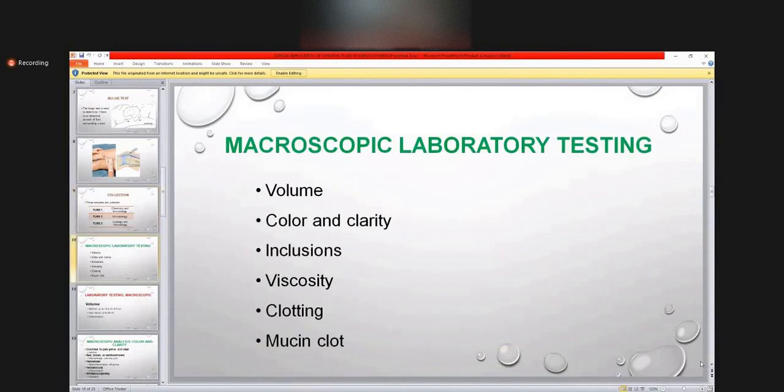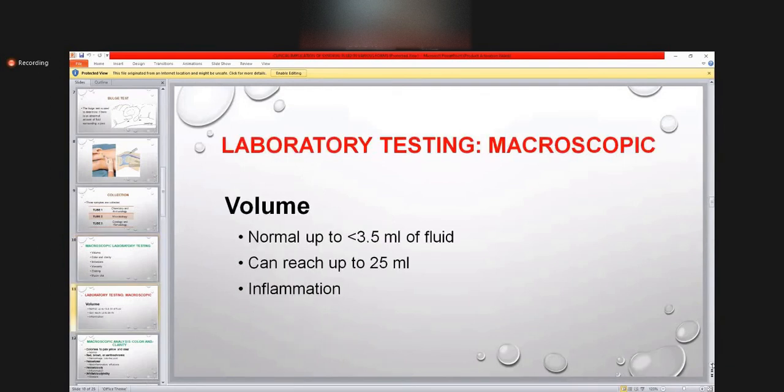Next, come on the microscope laboratory testing. First, obviously, before microscopy, we will check the sample macroscopically, right? So we will check the volume, color and clarity, inclusions, viscosity, clotting, and the mucin clots. Beta, I will have to be a little fast because the lecture is long and we have only 15 minutes. Okay, the normal volume is less than 3.5 ml, but it can reach up to 25 ml in certain inflammation and certain infections, right?